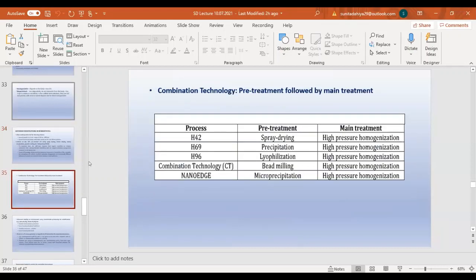You see in this table, the particle technology, although only one is used, where the bead milling or the media milling is used for the pre-treatment, followed by the high pressure homogenization. Both are top-down approaches only, right? So you can go for pre-treatment and then you can go for main treatment.